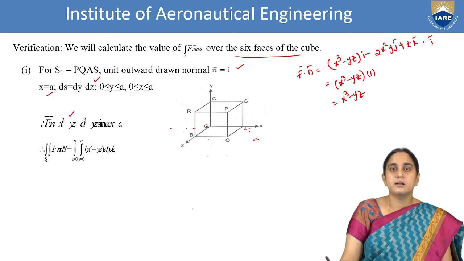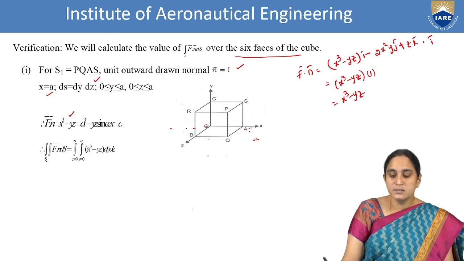Therefore, F bar dot n bar is equal to how much? x cube minus yz.